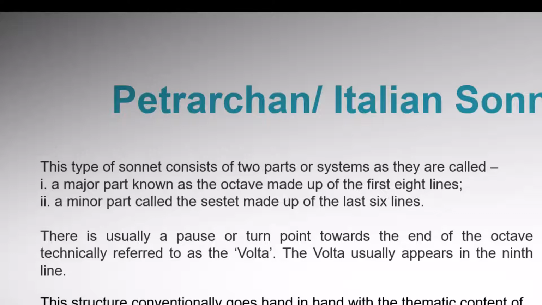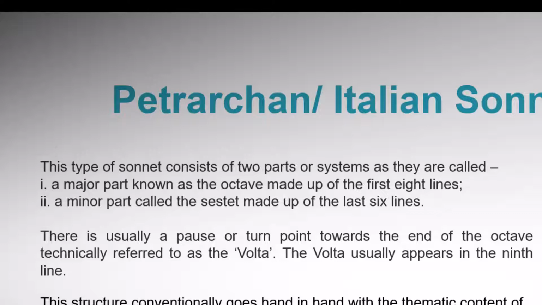So do not forget, a sonnet is made up of 14 lines. According to the Italian sonnet, the 14 lines are divided into 2. We have the first part, which is the major part, called the octave. The octave simply means it has 8 lines, so 8 lines out of 14 make up the first stanza. The minor part, the second part of the poem, is the sestet, and the sestet simply means 6 lines.